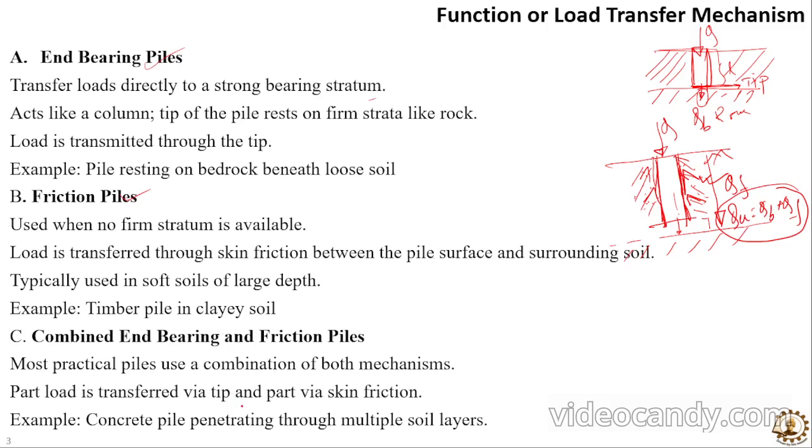So part of the load is transferred by the tip and part by the skin friction. That means if the total load is Q, this superstructure load will be subdivided in two ways. Partly the load will be carried by the skin friction QF, and partly the load will be carried by the end bearing. Even if the hard stratum is not present, the soil present in this zone will also offer some resistance. So that is the end bearing.